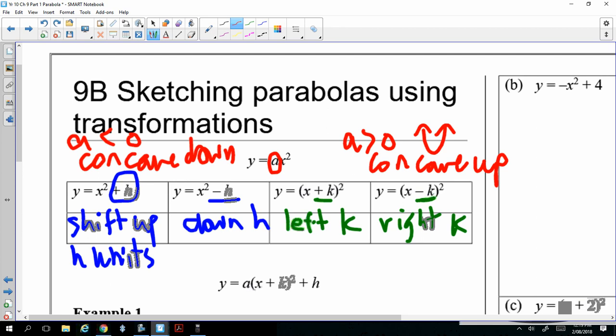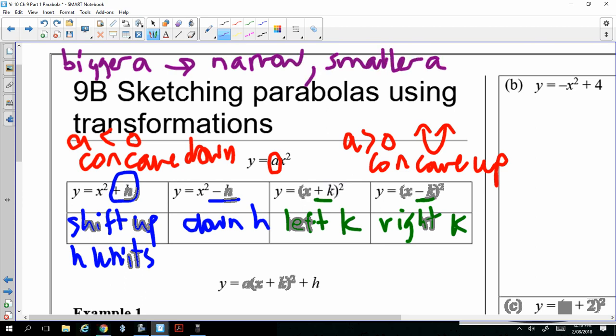In addition, the bigger the value of A, the more narrow it becomes. I ran out of space. So the bigger the A, the more narrow; the smaller the A, the wider.